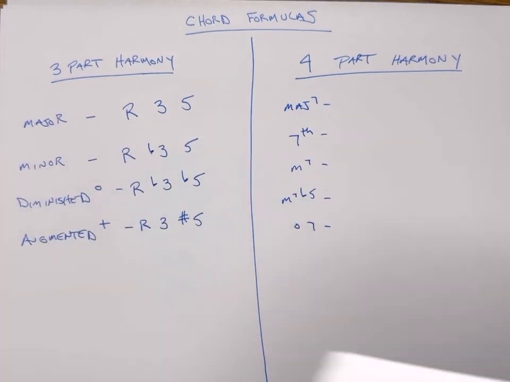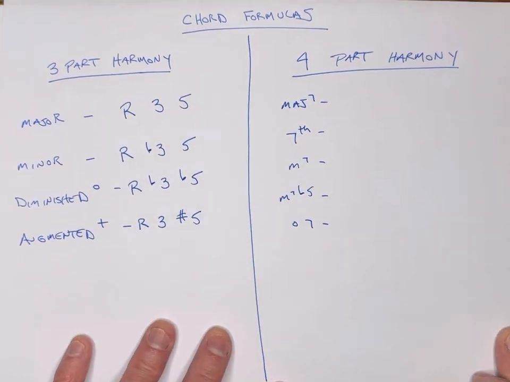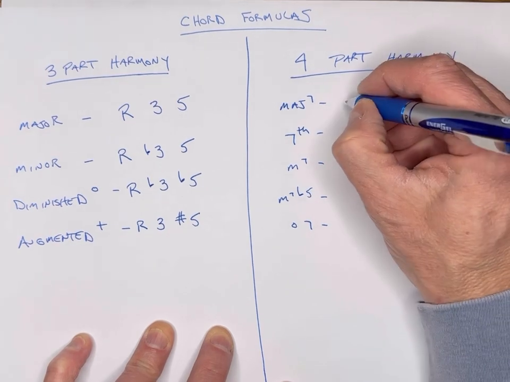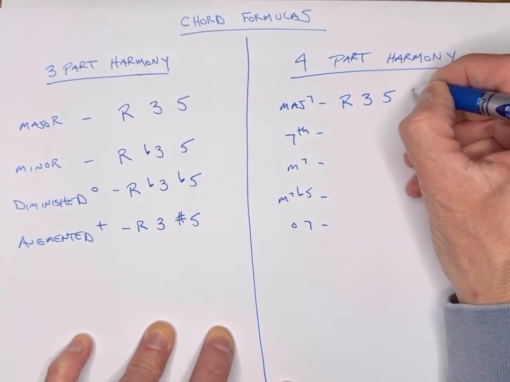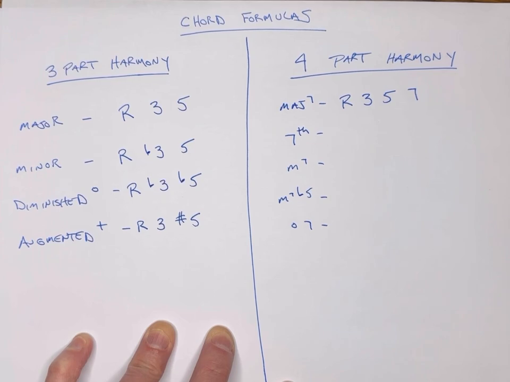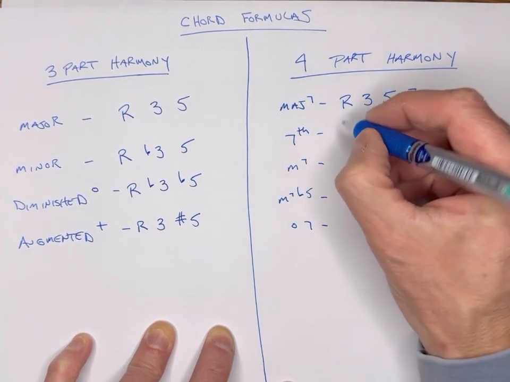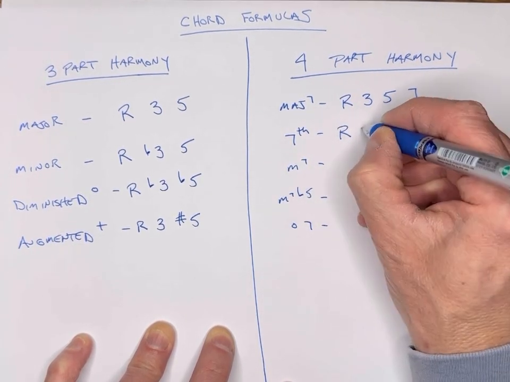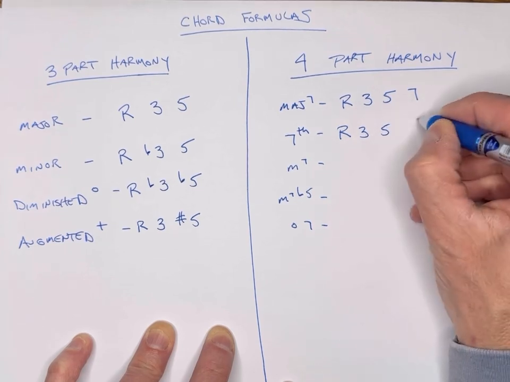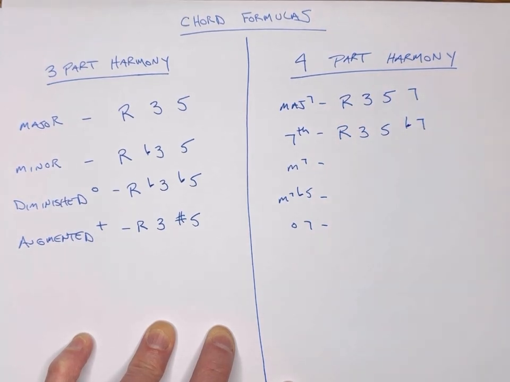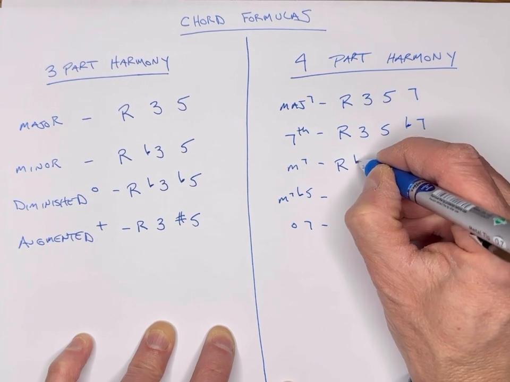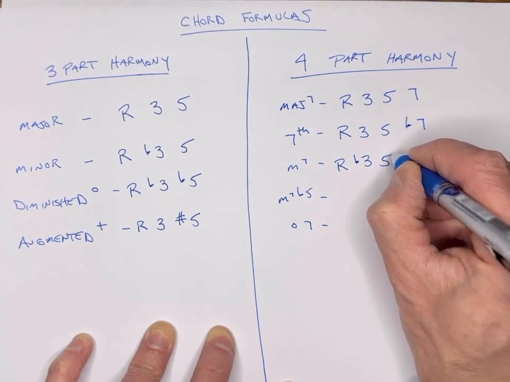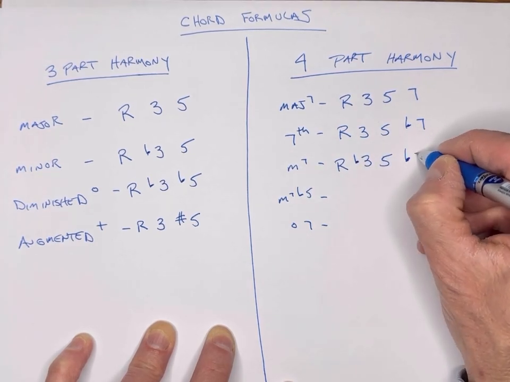And you're going to see how these get all manipulated. There's just basically a slight change to each one of them as you go through the list. So a major 7, the formula for that is root, 3rd, 5th, 7th. The 7th chord, which is also referred to as a dominant 7th, is a root, 3rd, 5th, flat 7. A minor 7 is a root, flat 3rd, 5, flat 7.